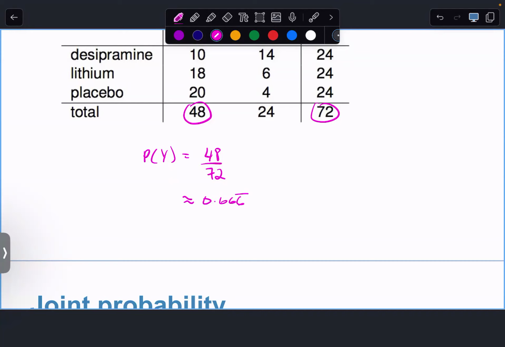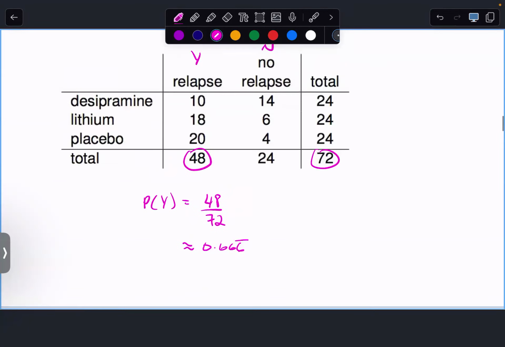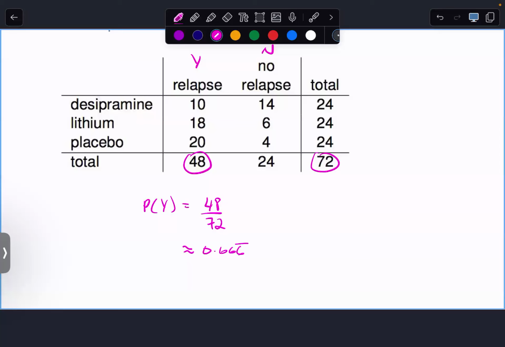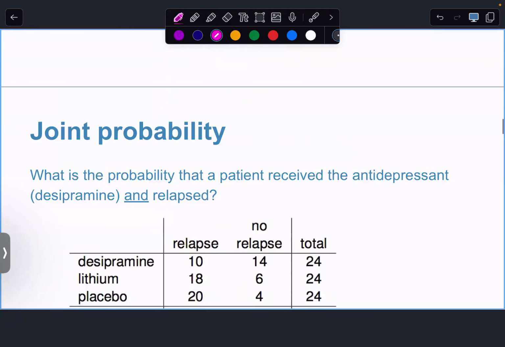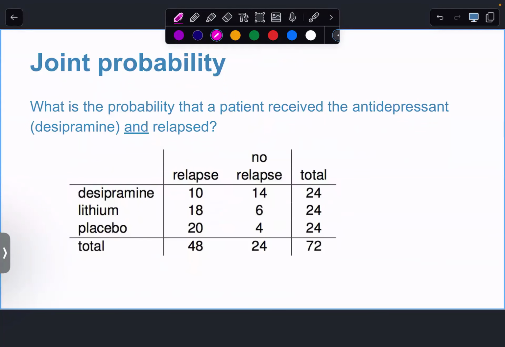So 67% of the sample relapsed. And so what we're doing is we're going to use the sample as a representation of the population. And then we can say that the probability of relapse is going to be 67% or 0.67, right? So far, so good, I think. Probability of relapse, 0.67, so it's not looking good.